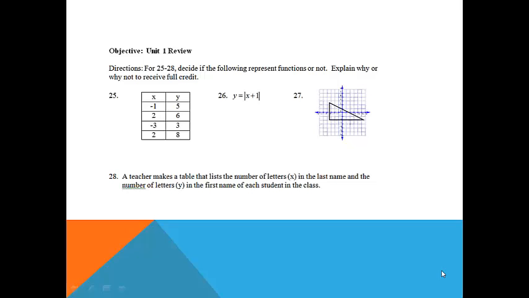Unit 1 review. Directions for 25 through 28. Decide if the following represent functions or not. Explain why or why not to receive full credit. So if it says to decide if it's a function or not, we will make sure we answer with yes or no, and then we need to explain.